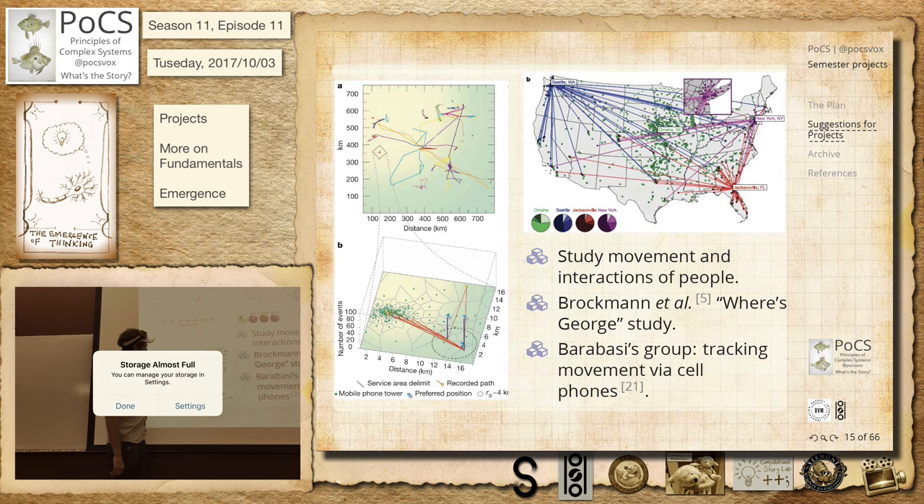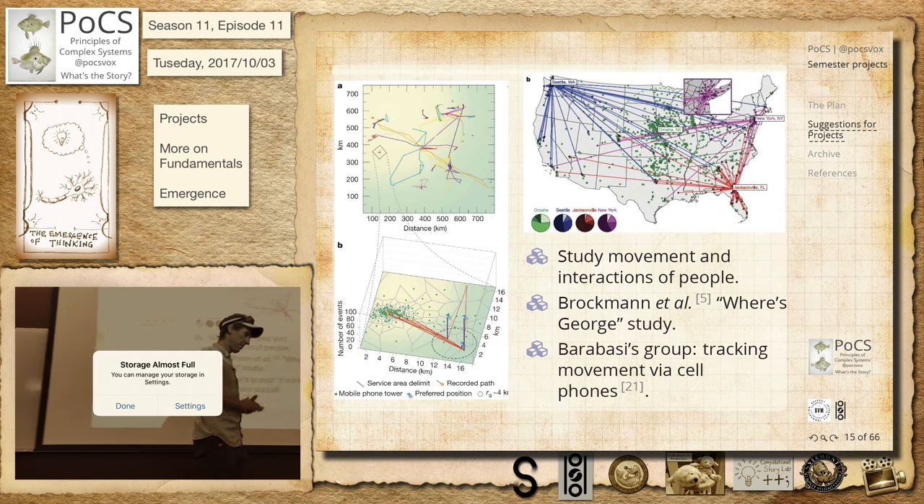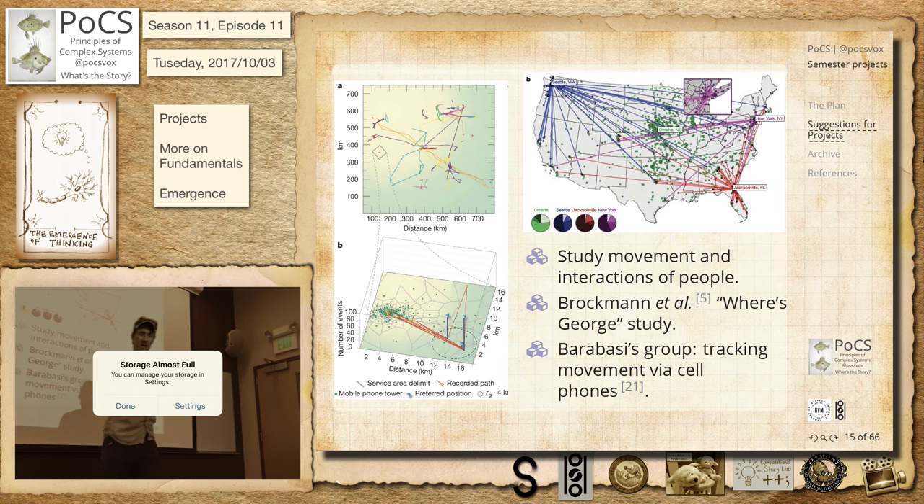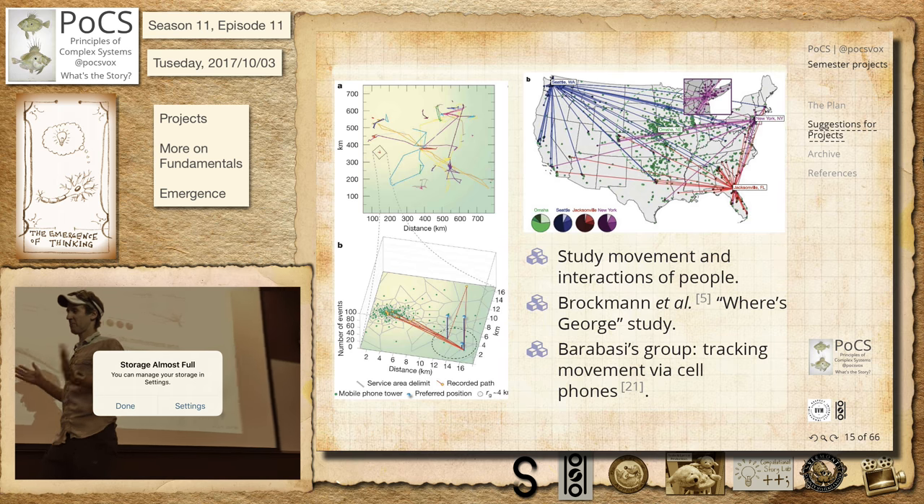This study is from mobile phones. This is Barabási's group. They were at Northeastern when they did this, I think. They got all this data from a phone company that basically read some of their work, some of the sort of exciting work about networks, and said, we'd like to give you all this data, just do whatever you want with it, no strings attached, basically.